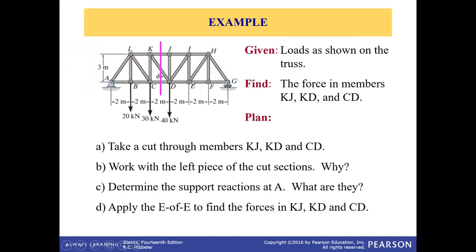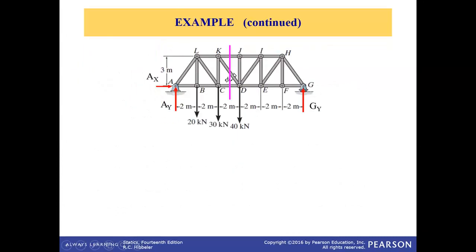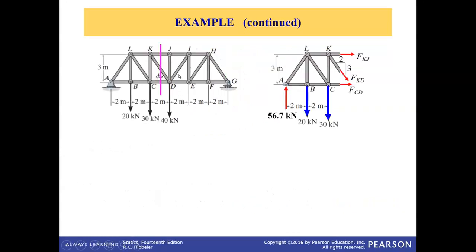Okay, so we take this imaginary cut passing through those three members, and before that we need to calculate the support reactions. So we will calculate the support reactions at A and G. These are our support reactions AX, AY, and GY, found by considering the loads and the support reaction forces. And then the next step is to take the cross section, keep the left side of that cross section, and remove the right side.